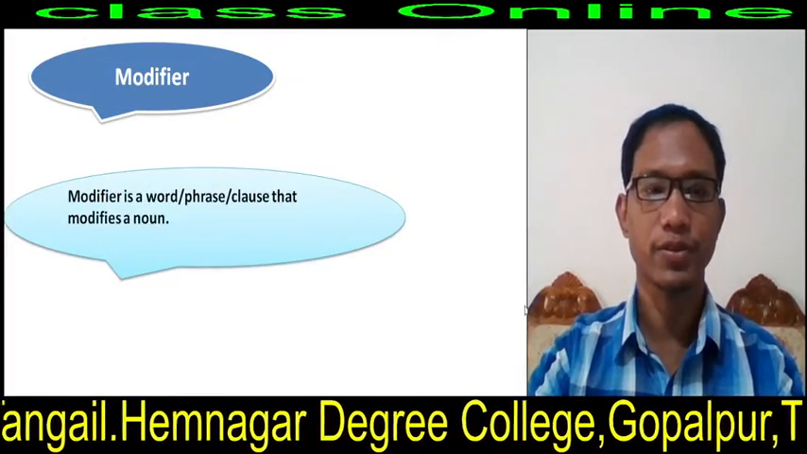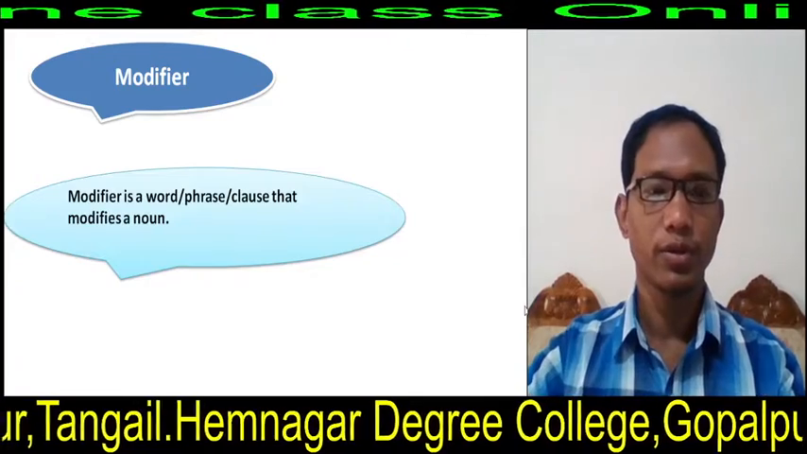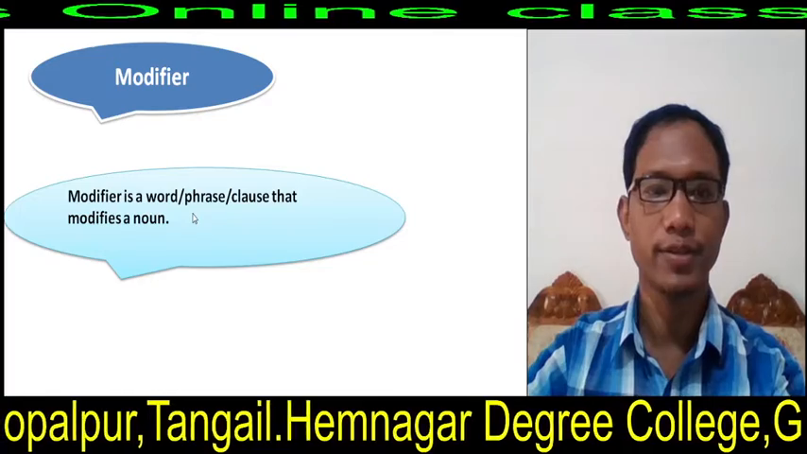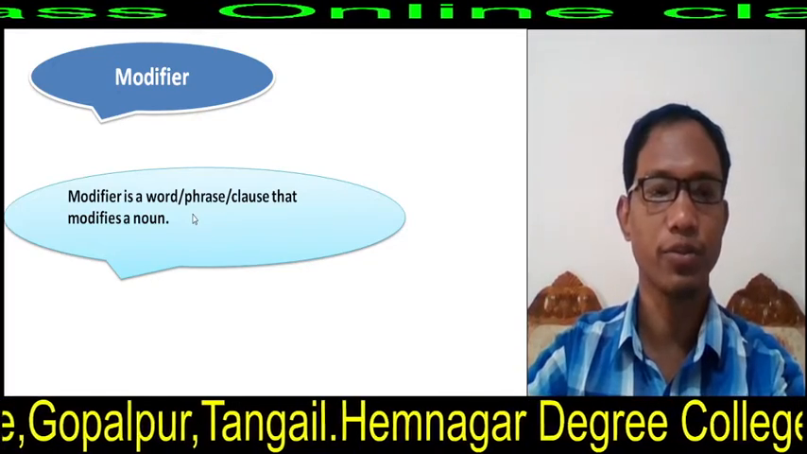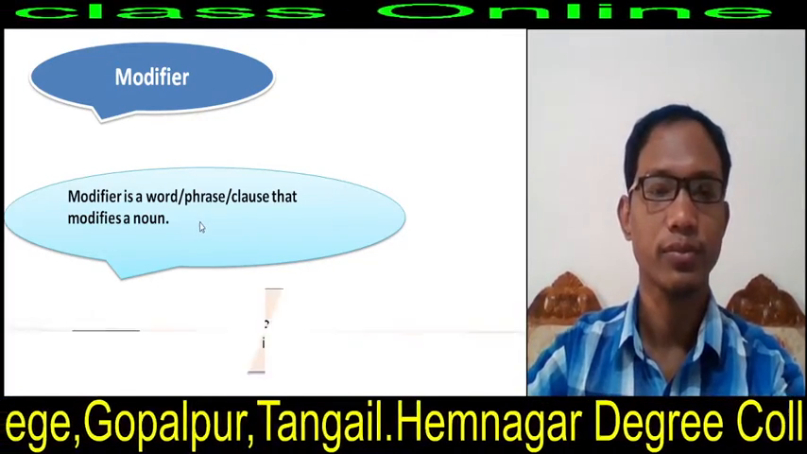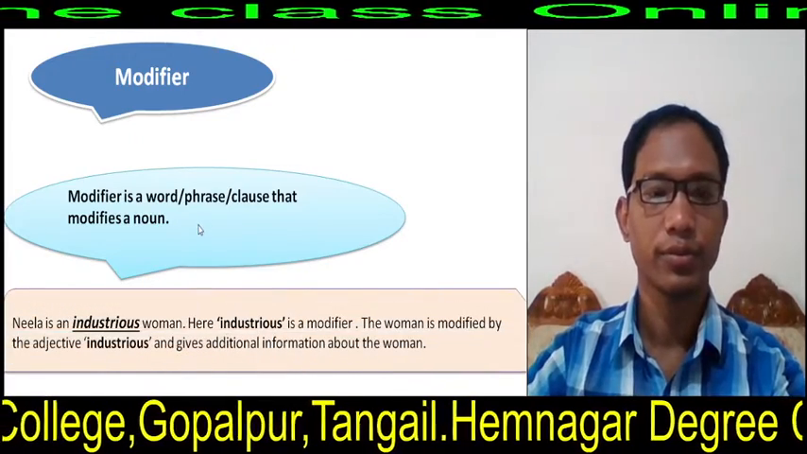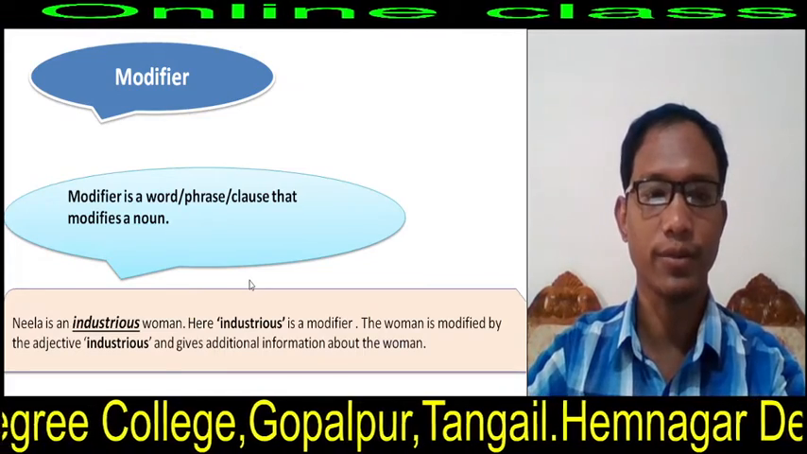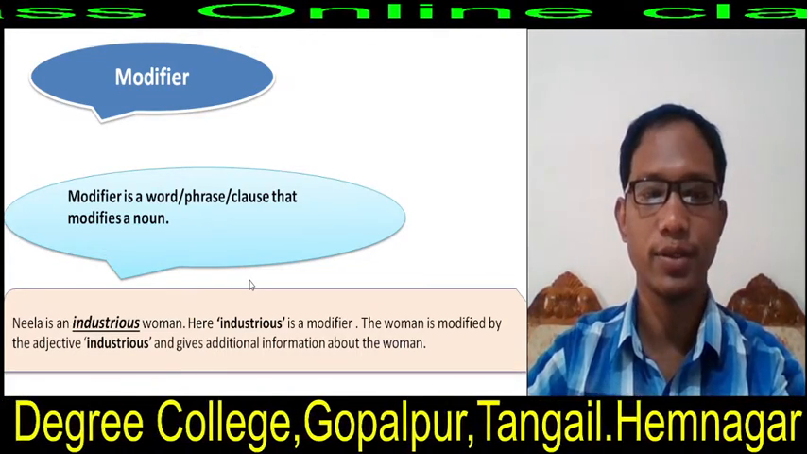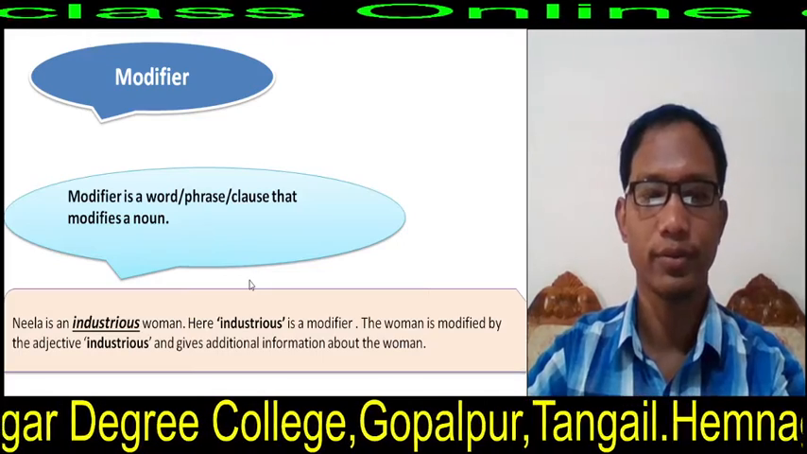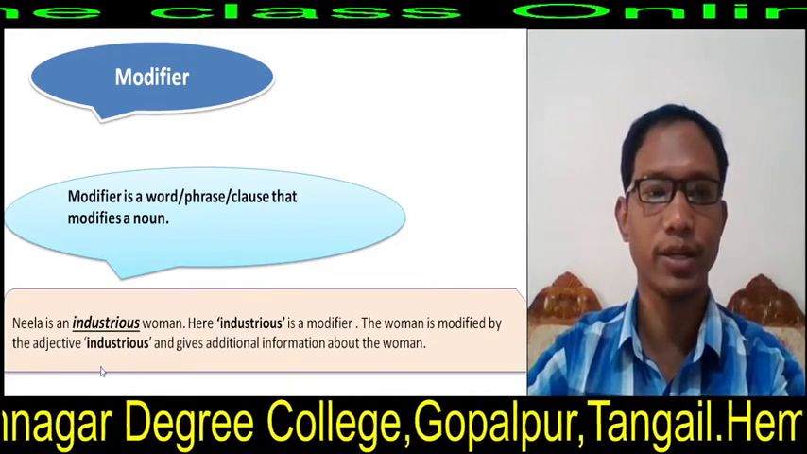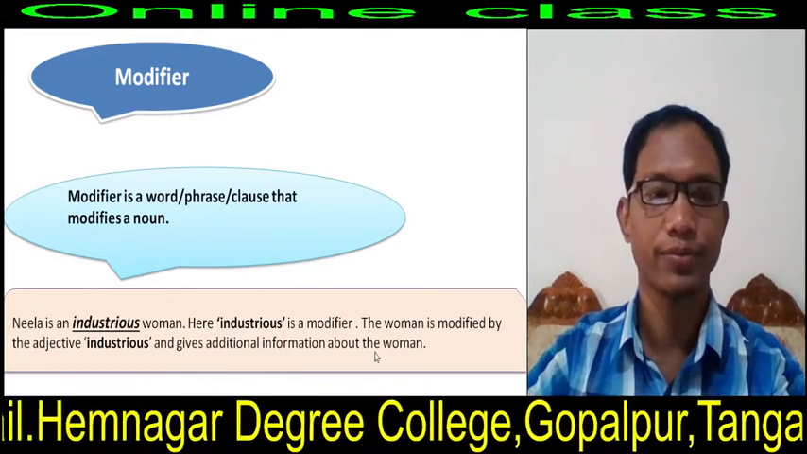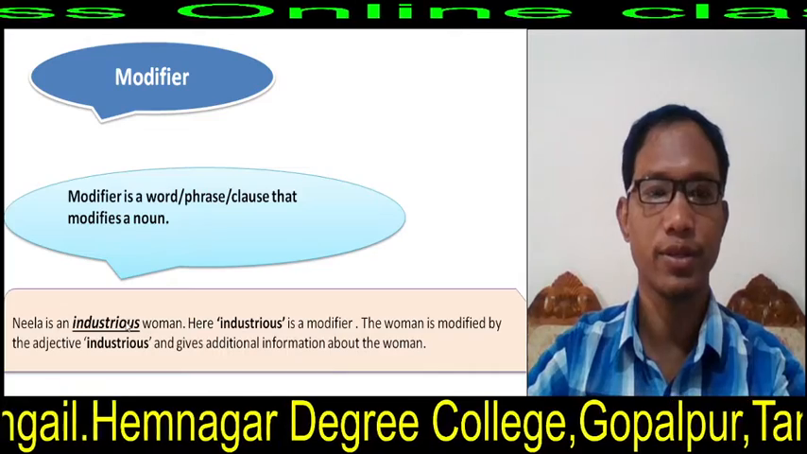Today's topic is modifier. A modifier is a word or phrase or clause that modifies a noun. Here we can notice an example. Nila is an industrious woman. Here industrious is a modifier. The woman is modified by the adjective industrious and gives additional information about the woman. So here industrious is a modifier.